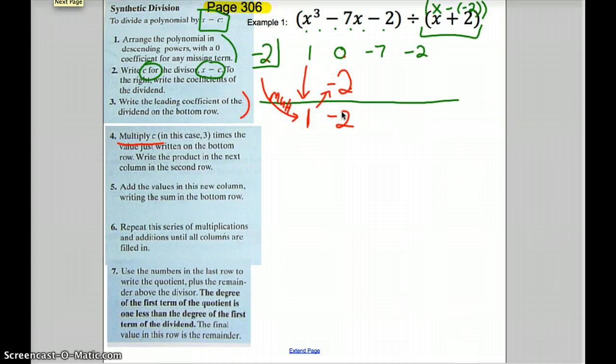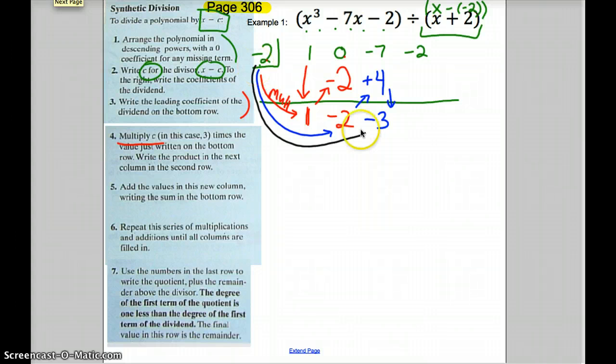And now we repeat the process. So instead of multiplying -2 by 1, we're going to now multiply -2 by -2. We get +4, and we're going to insert that here. Then we'll add and get -3. And we'll repeat this one more time. -2, the C value, gets multiplied here. We get +6. And then we add 4.